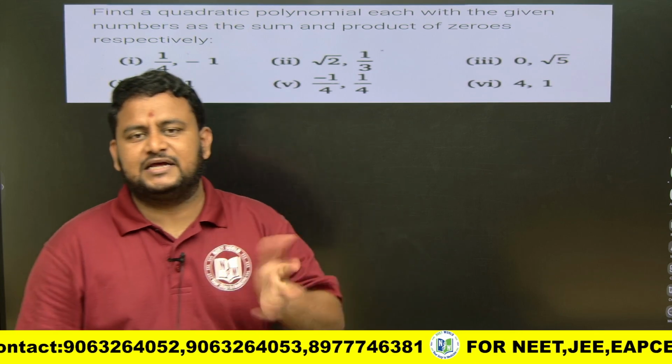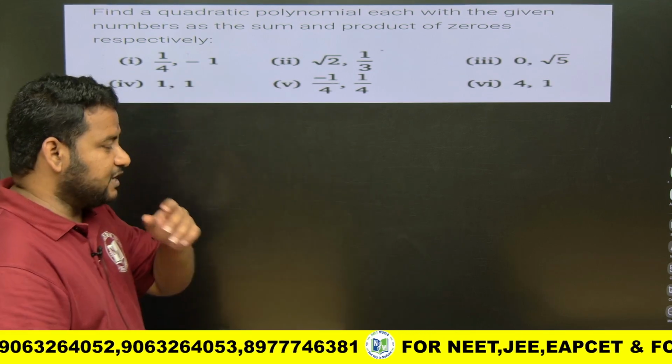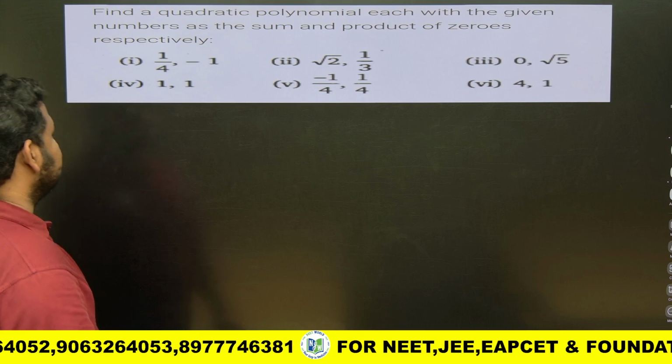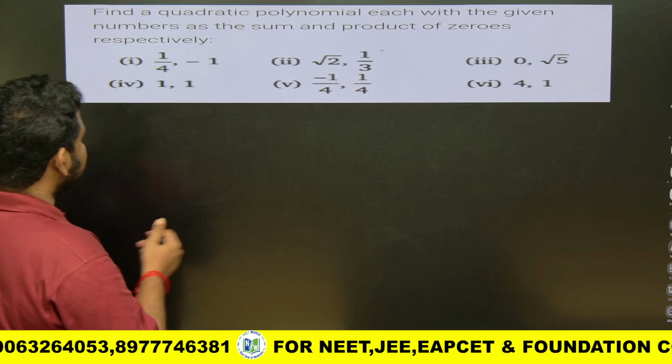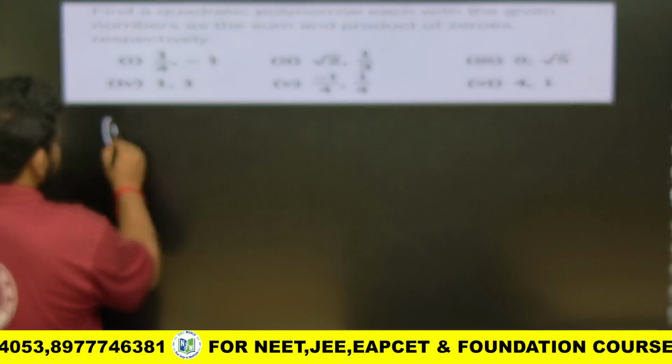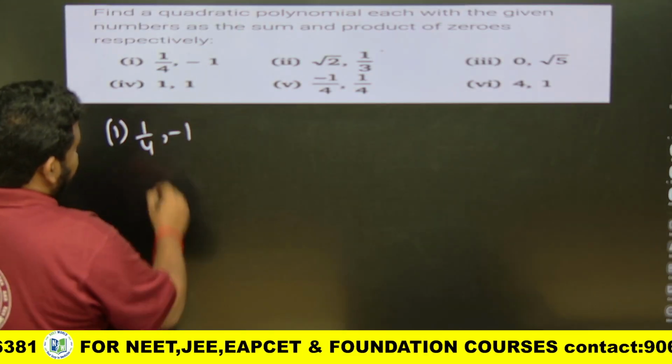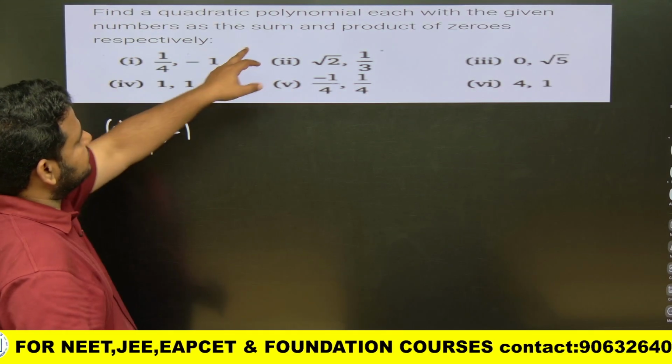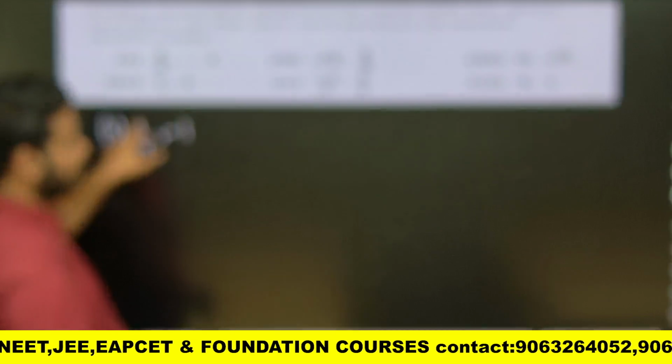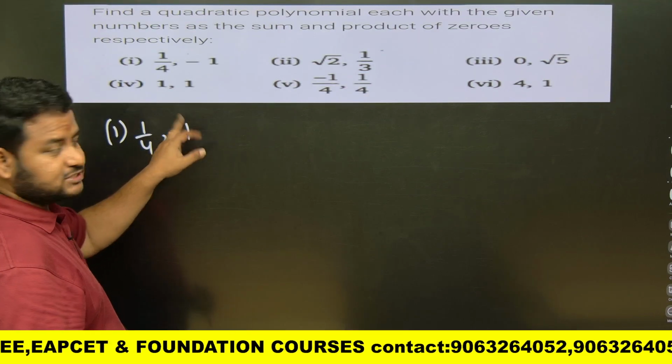Second main is completely reverse of what we did in the first main. So here we have to find what? Quadratic polynomial. See here, friends, the first question that is given is 1 by 4 comma minus 1. This is what? Sum of the zeros and product of the zeros respectively. So 1 by 4 is sum of the zeros, minus 1 is product of the zeros.